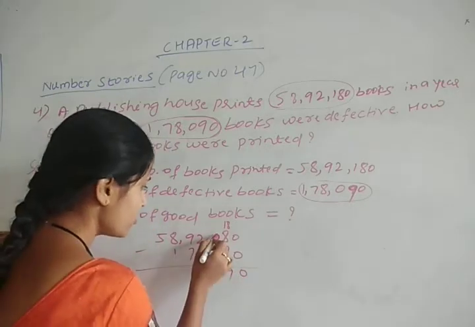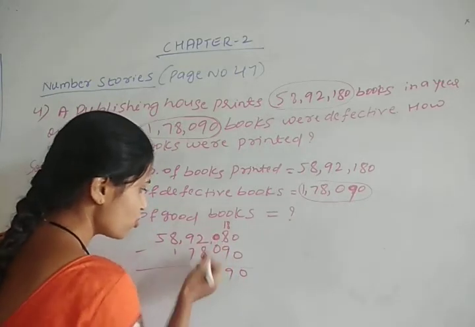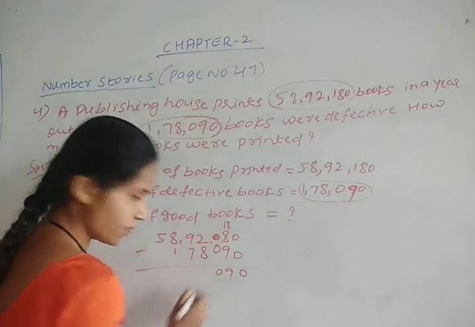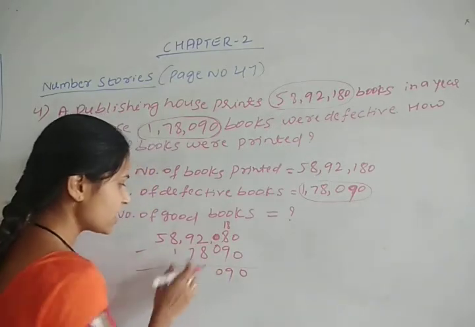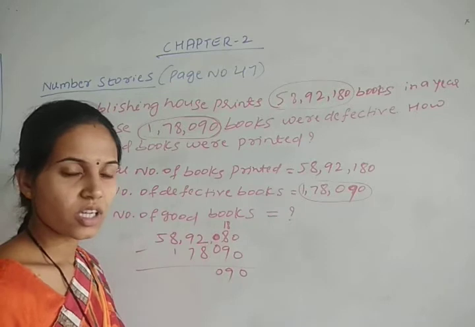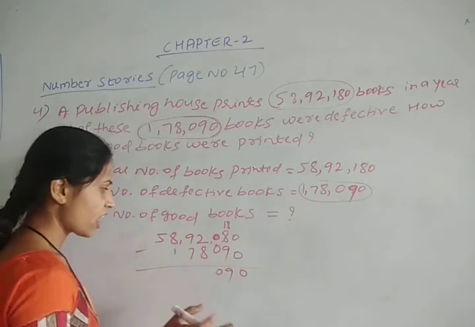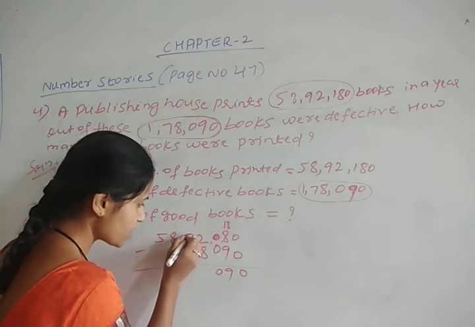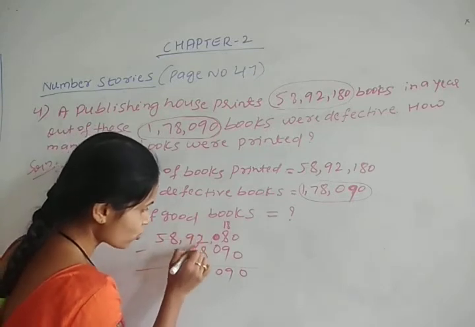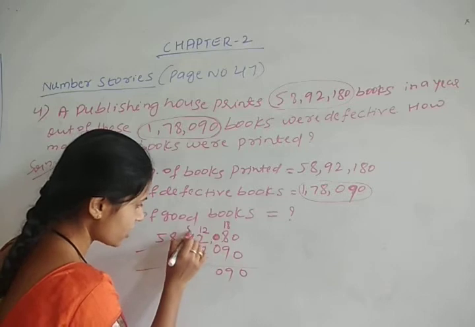Now here we have 0. 0 minus 0 is nothing but 0 only. Now 2 minus 8 is also not possible because 2 is smaller than 8. So for that I will take one borrow from this 9, then this 2 becomes 12, and here we are left with 8.